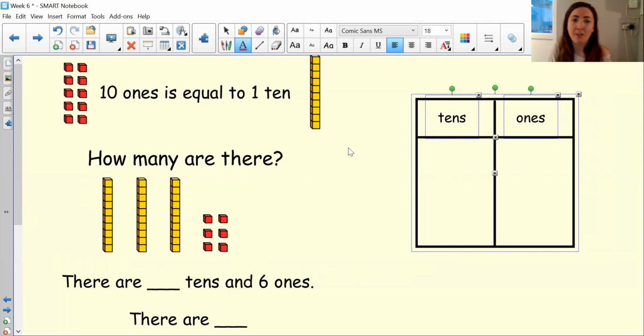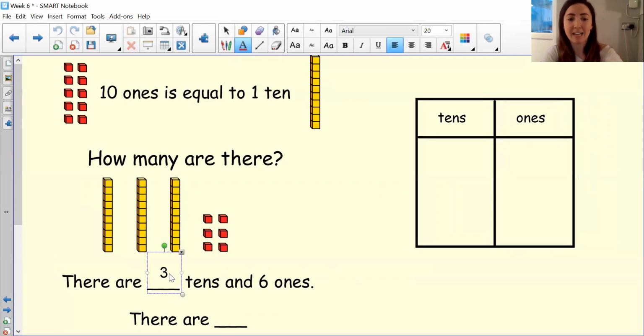Okay, so we know that 10 ones is equal to 1 ten. So looking at the Deans, how many are there? So now I'd like you to pause this screen and see if you can work out how many 10s and how many ones and how many altogether. Okay, let's see if you were right. So there are 1, 2, 3 10s. So I'm going to fill in here. There are 3 10s.